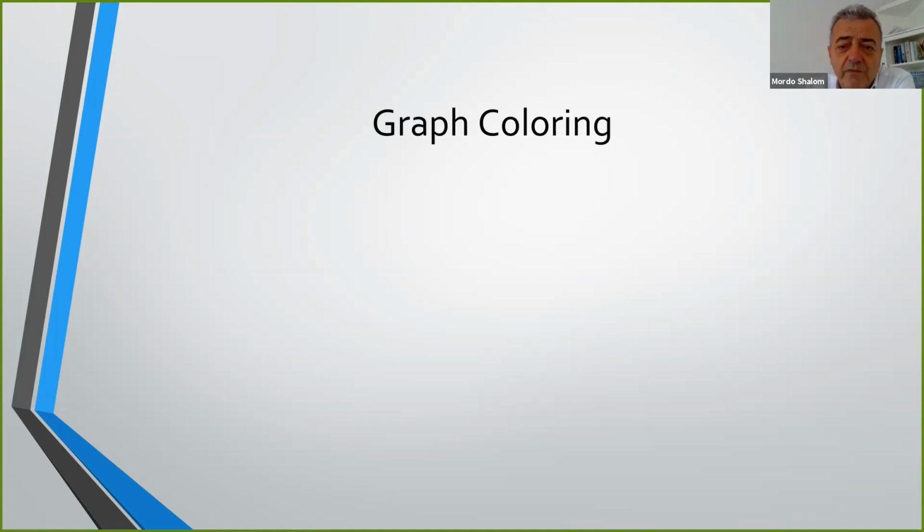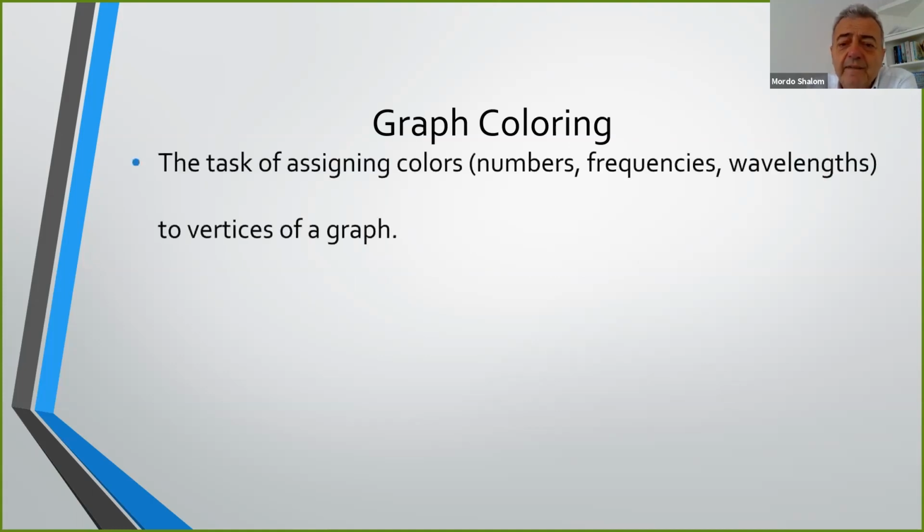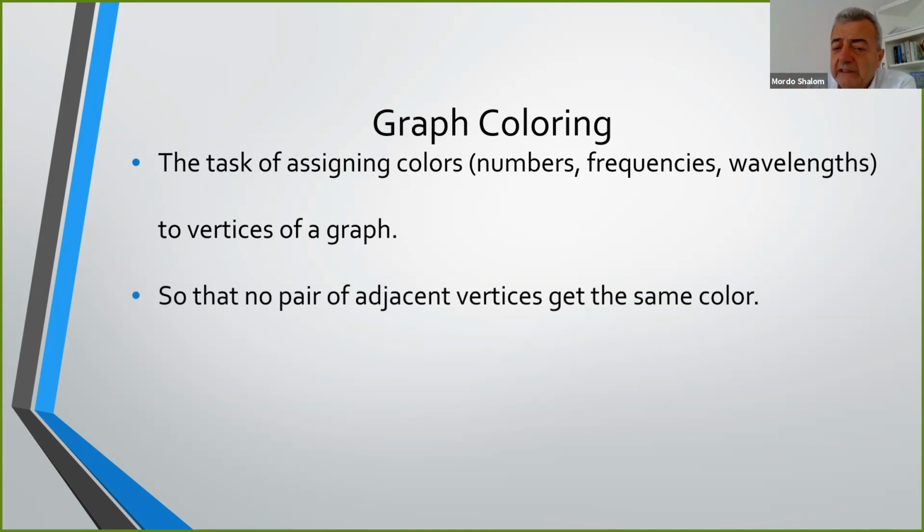If some of you don't know what graph coloring is: graph coloring is the task of assigning colors, which are numbers, frequencies, or wavelengths, to vertices of a given graph, so that no pair of adjacent vertices get the same color. For instance, if you have communication entities, you don't want to assign the same frequency to nearby transmitting stations. Okay, so you don't want two adjacent vertices to get the same color.